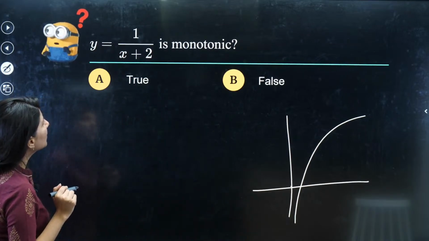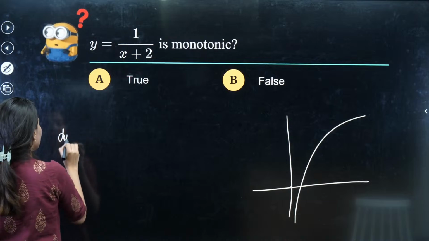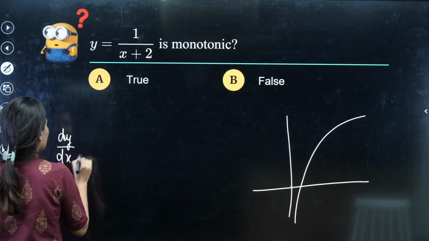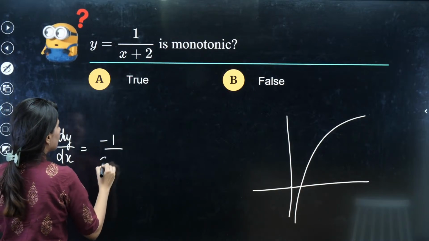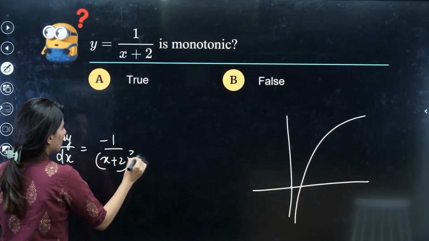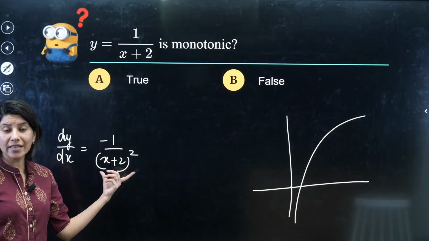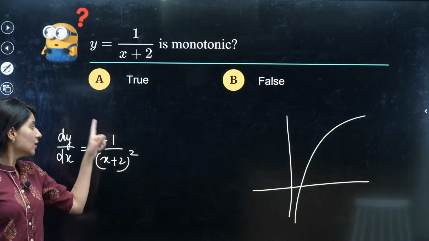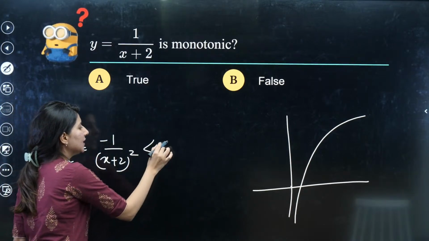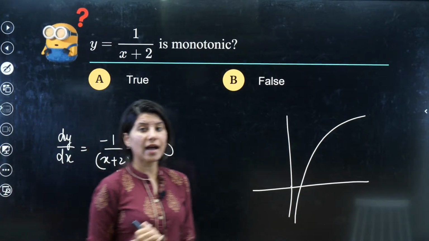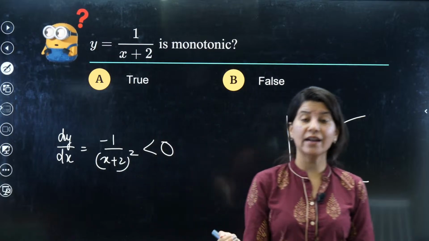What about this? So y is equal to 1 upon x plus 2. If I differentiate this, dy by dx, what will it become? Minus 1 upon x plus 2 whole square. The whole square quantity is always positive. So overall dy by dx will be negative. So by looking at dy by dx negative, it means what?